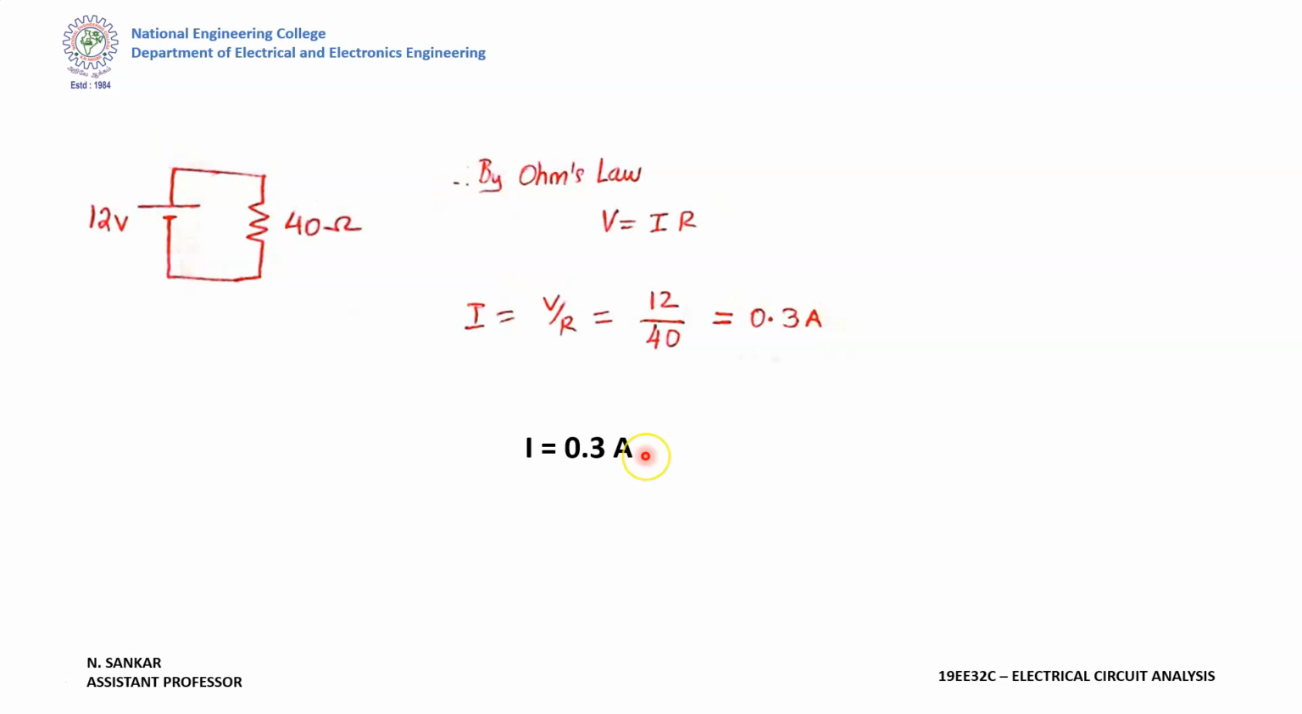I is nothing but, as per Ohm's law, V by R, that is 12 by 40, which is equal to 0.3 ampere. That is how you can get it.